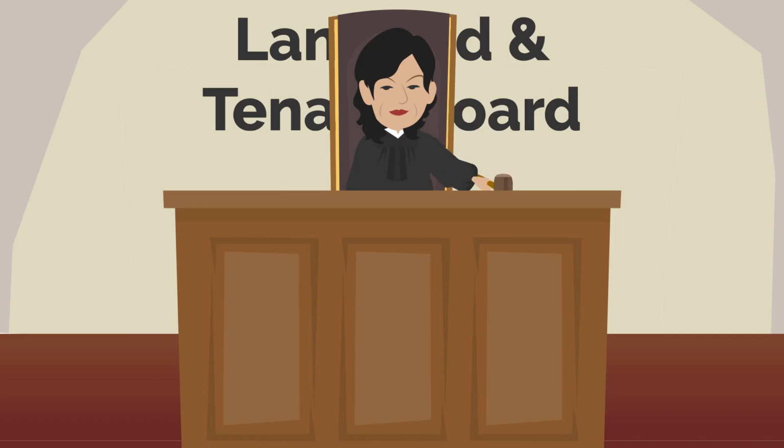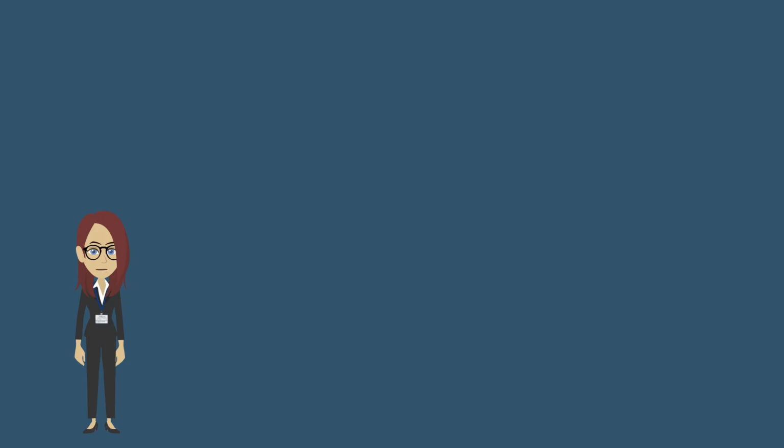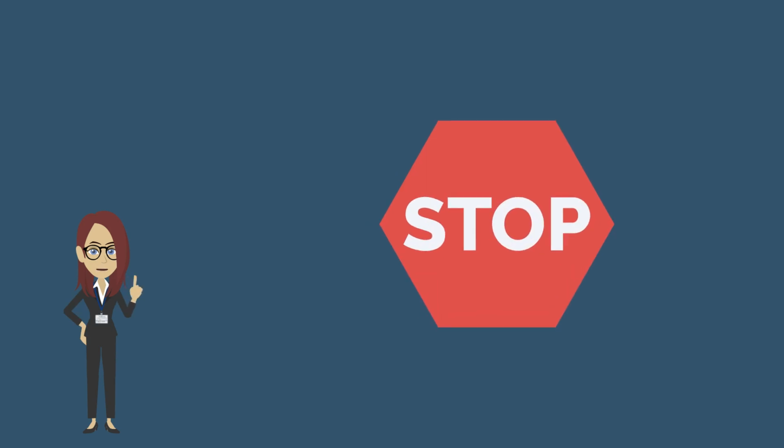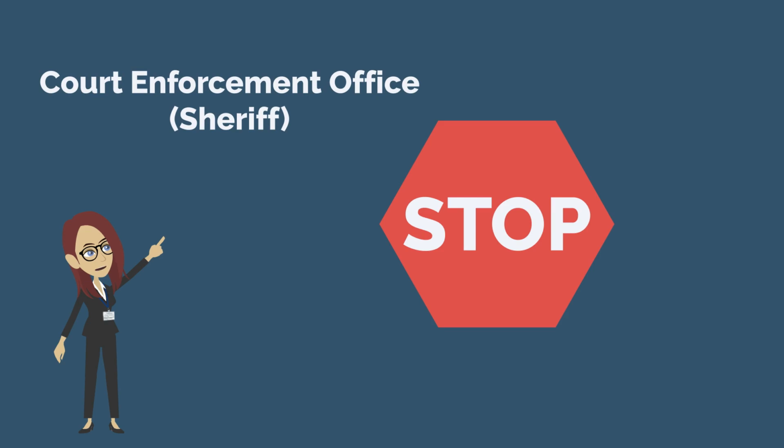If your client is unsuccessful at their eviction hearing and the board issues an eviction order, they'll be in step 4 of the process. Remember, even if the board issues this order, your client's landlord is still not allowed to change the locks. Only the court enforcement office, also known as the sheriff, is allowed to do that.